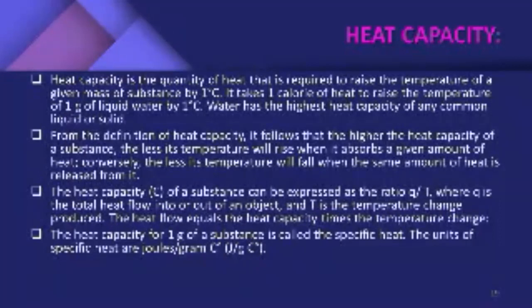What is the heat capacity of a substance? Heat capacity of a substance can be expressed as the ratio Q by ΔT, where Q is the total heat flow into or out of an object, and ΔT is the temperature change produced. It is the quantity of heat that is required to raise the temperature of a given mass of substance. The heat flow equals the heat capacity times the temperature change. The heat capacity for 1 gram of substance is called the specific heat, and the unit for specific heat is joules per gram.